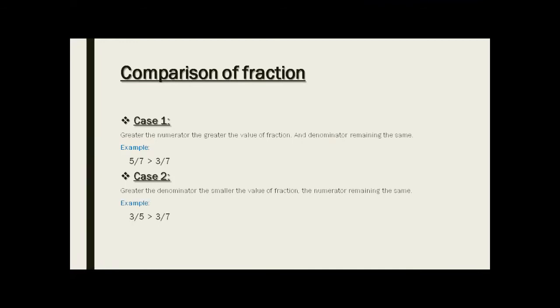Let's check the example. This is the example of our case number 2, 3 over 5 and 3 over 7. You can easily see that the denominators are different, and the smaller denominator gives the greater fraction. So, in unlike fractions with the same numerator, if the denominator is smaller, then automatically the value of the fraction is greater. This is comparison of fractions. In comparison of fractions, we have discussed two cases, case number 1 and case number 2.